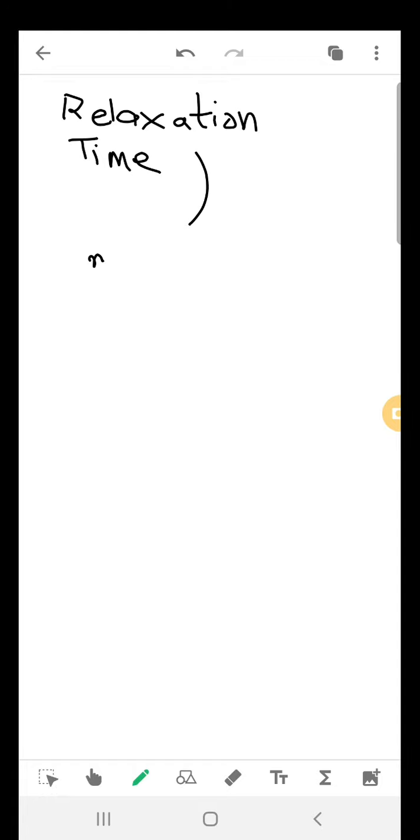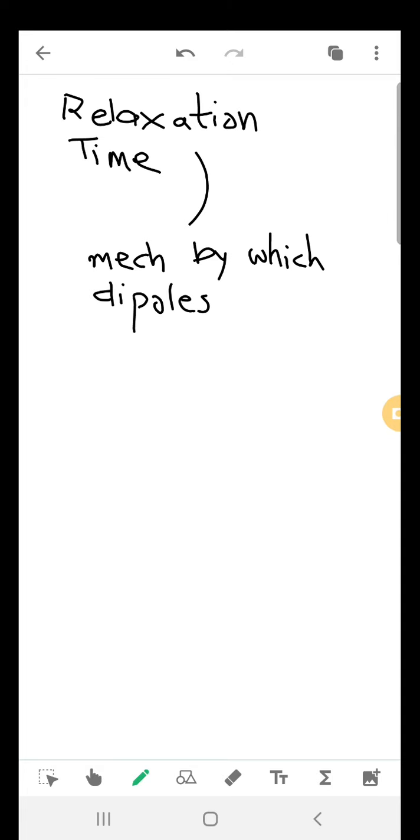So, the mechanism by which dipoles exchange energy with surroundings.